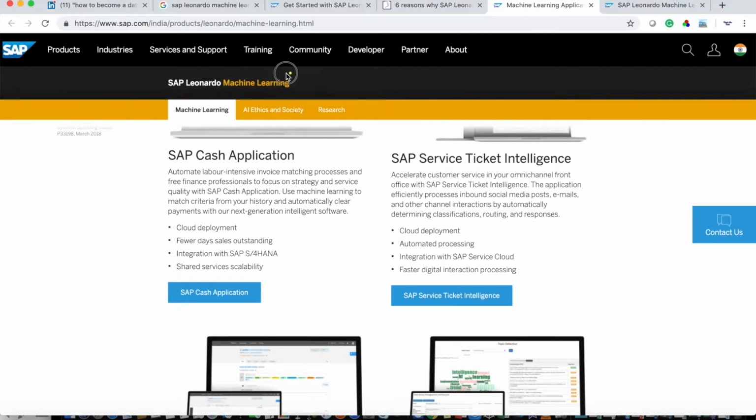SAP themselves have provided a few blogs relating to machine learning as well. You can have a read about it and understand what artificial intelligence is, what machine learning is, what data science is, and what a neural network is as well. All of these terms are very similar. So in my video, I'm going to teach what data science is, what machine learning is, how all these come under artificial intelligence, and how artificial intelligence comes under SAP Leonardo machine learning technology. So let's get started.